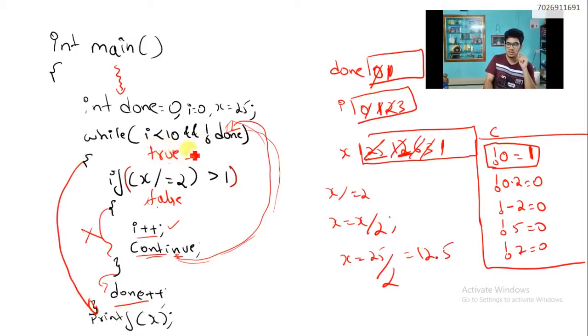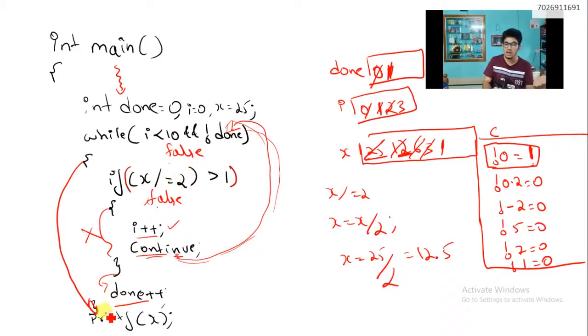So it is true. And not of done. What's the done value? 1. You tell me what is not of 1? Not of 1 is 0. Is it clear? Not of 0 is 1. Rest everything is 0. So not of 1 is 0 now. And true and 0 is 0. That is false. You tell me, if I write while of false, will the while body execute? No, while body will not execute because the condition is false now.